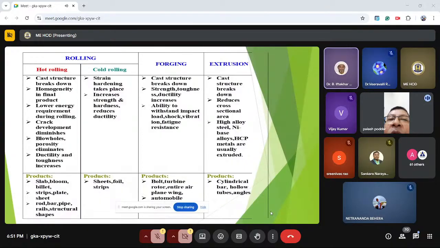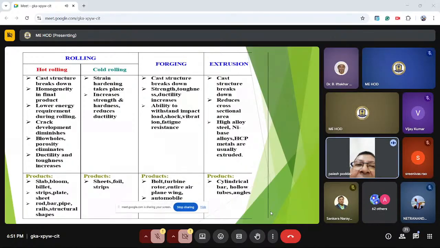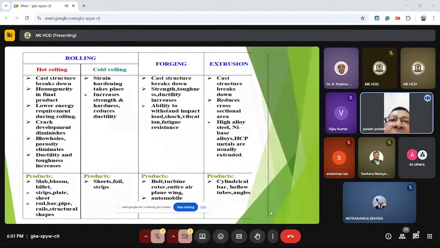In cold rolling, we'll see that strain hardening will take place. There, the strength and hardness increase, obviously, while the ductility reduces. Because of that, an annealing cycle is given to cold rolled material to impart some ductility. Suppose it is deforming with the application of very high forces; during that time, if an annealing cycle is given, then the material's ductility will also increase. Products like sheets, foil, and strips can be produced through this cold rolling process.